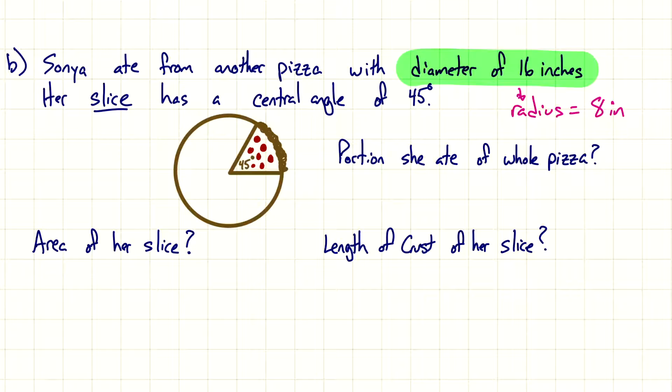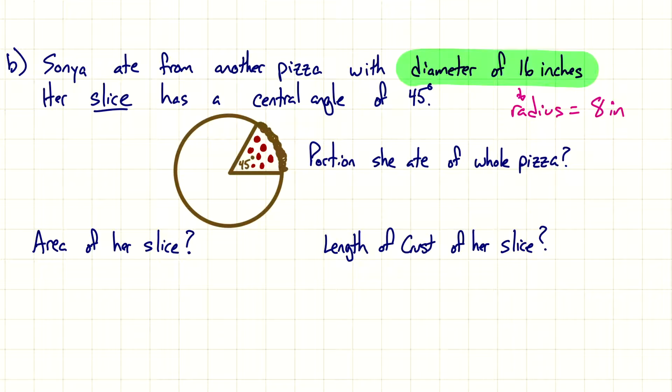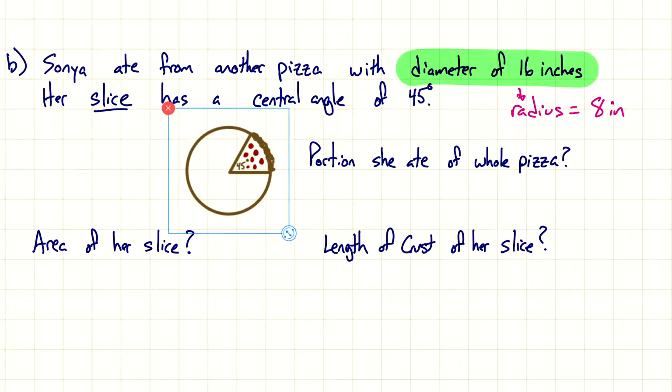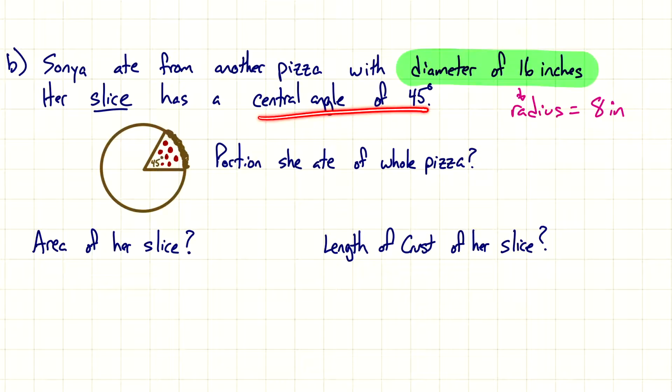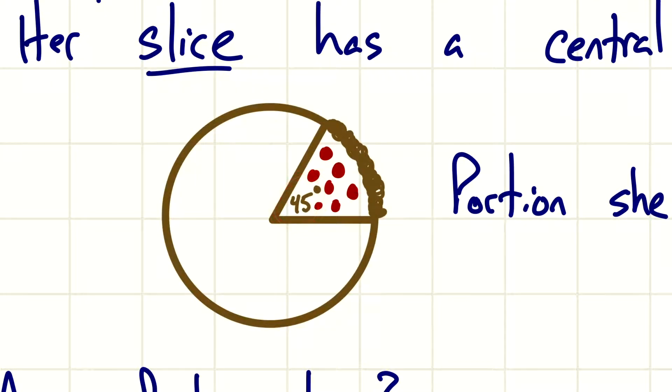Okay, now the next part is how much of the pizza did she eat? So let me resize this. All right, so now it doesn't say she ate half of the pizza. It doesn't say she ate any portion of the pizza. All it tells us is that her slice, assuming this is her slice, the central angle is approximately 45 degrees. So if you notice, even in the pizza, I put a little 45 degrees. So this angle in here is 45 degrees.